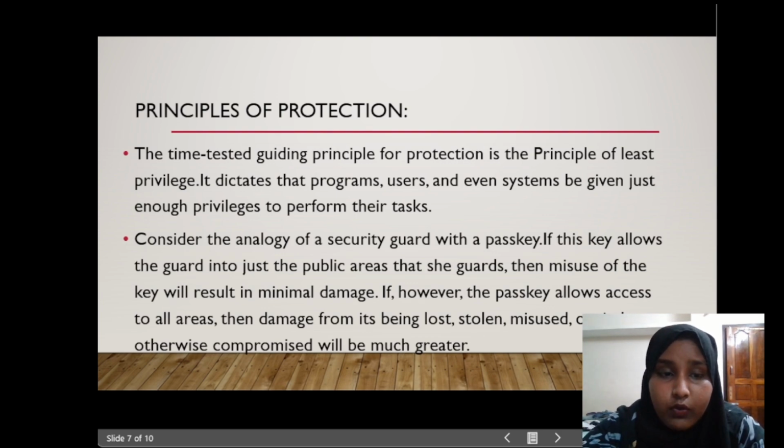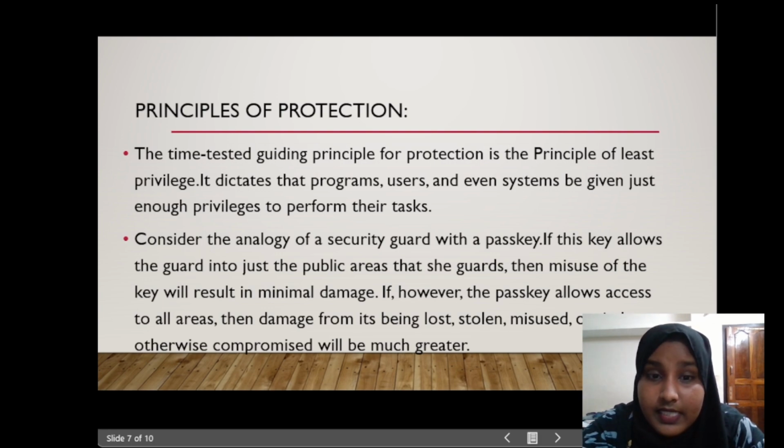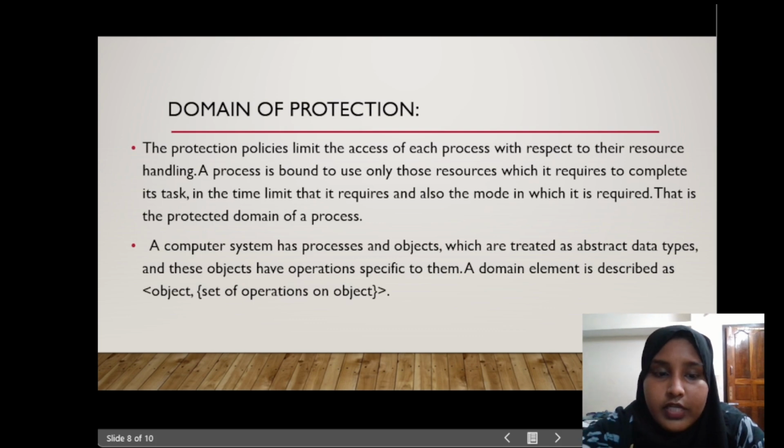Imagine a security guard who has a passkey that opens the public areas she is responsible for. If that passkey is lost or stolen, the damage is minimal because it only provides access to those specific areas. However, if the guard's passkey opens every area in the building, losing or misusing the key could lead to significant damage or security breaches. The next one is the domain of protection.